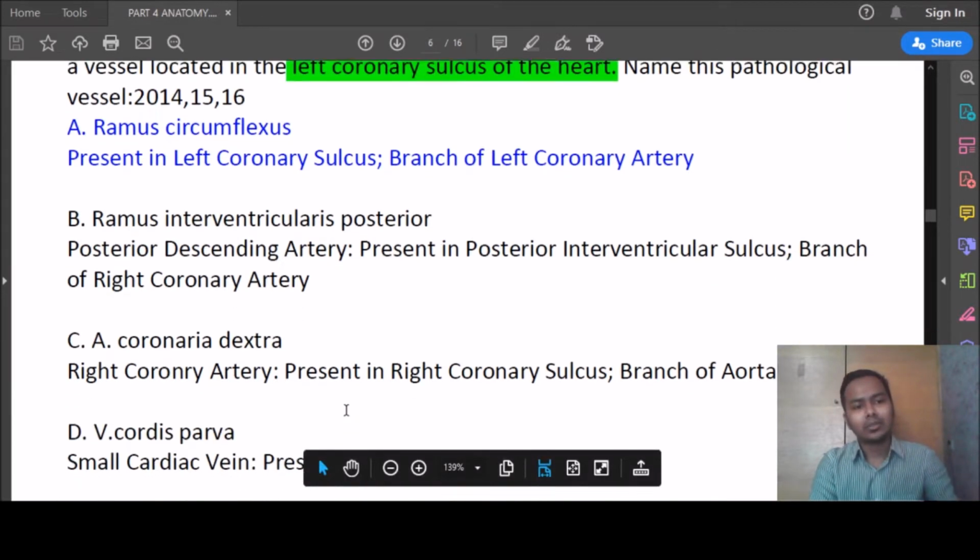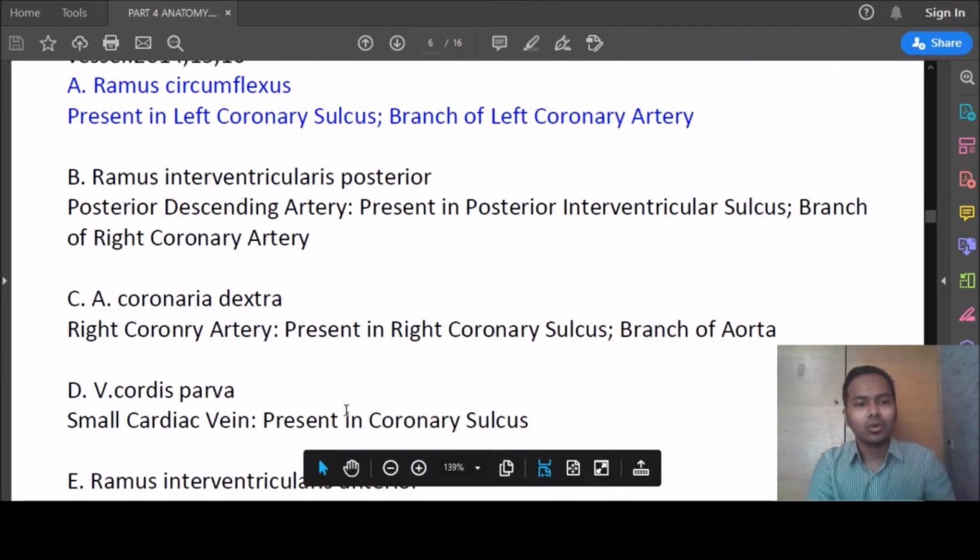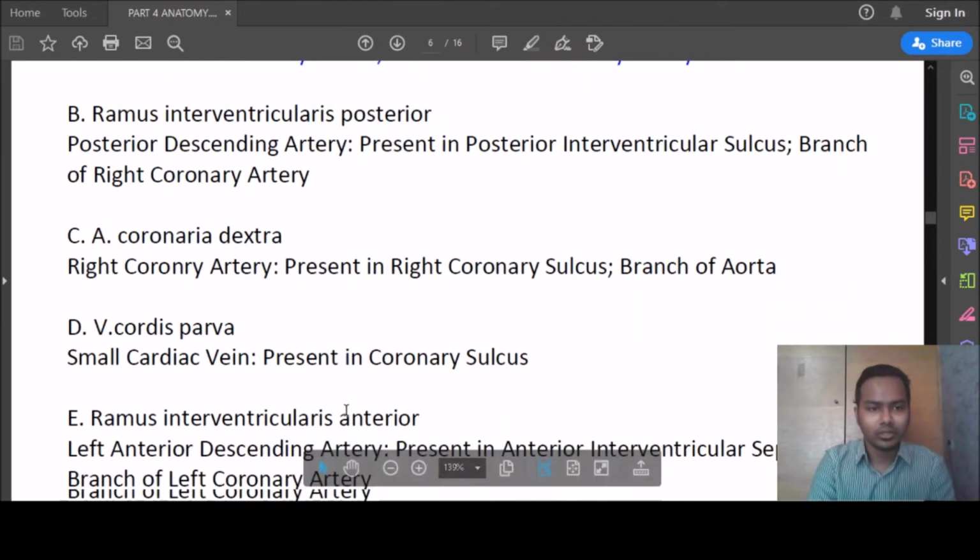So you can check the other options. You can pause the video and read why they're not correct, and correlate them with the choices.